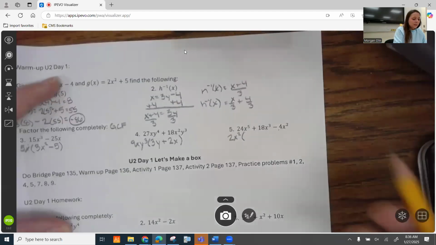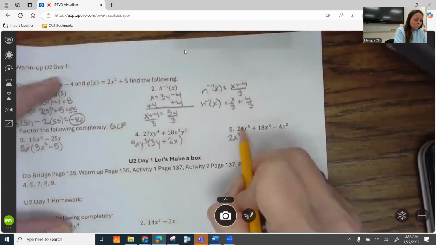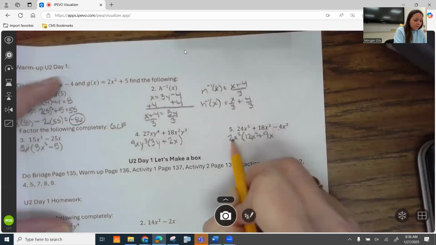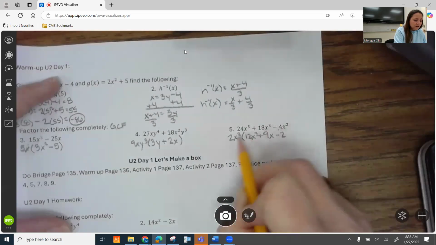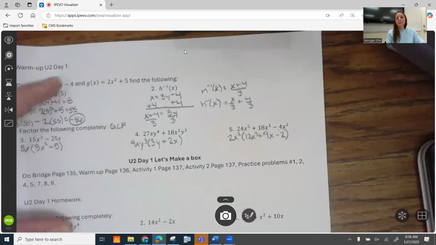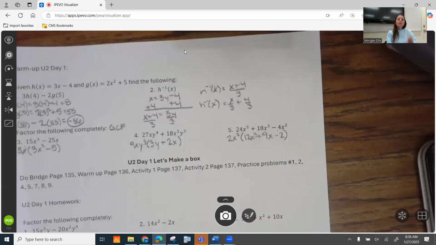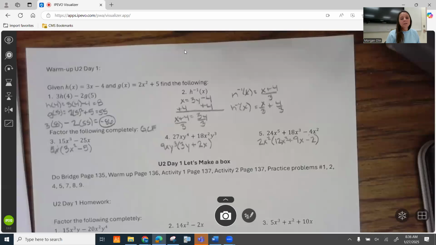So now I've got to see what's left. Think division. 24 divided by 2 is 12, and I took 2 x's away, so I'm left with 3. 18 divided by 2 is 9, and I took 2 x's away, so I'm left with 1. And then negative 4 divided by 2 is negative 2, and then these 2 x's went to the outside, so I'm left like that.